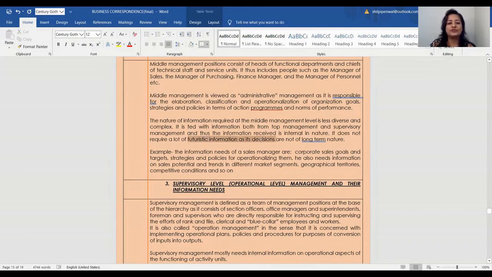They do not require any futuristic information. Like the information needs of a sales manager are corporate sales goals and targets, and strategies and policies for operationalizing them. He also needs information on sales potential and trends in different market segments, geographical territory, and so on.